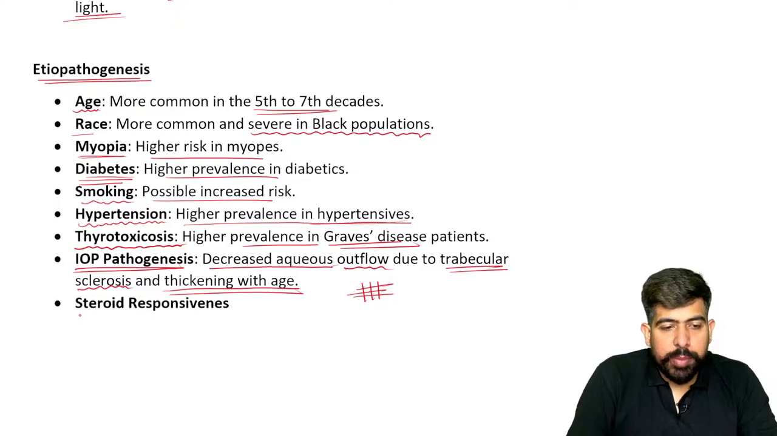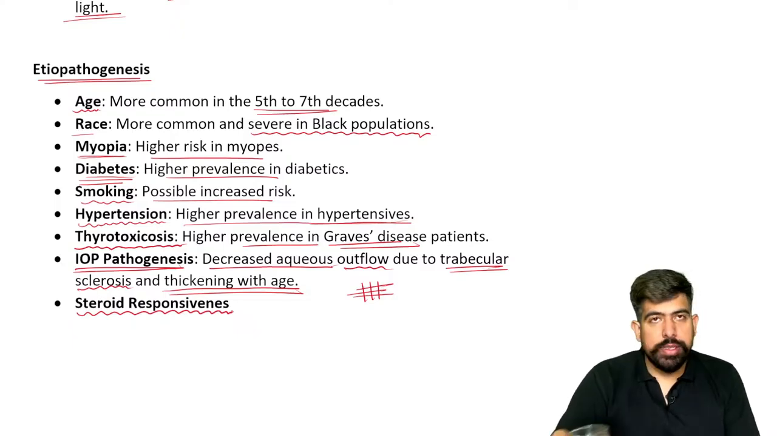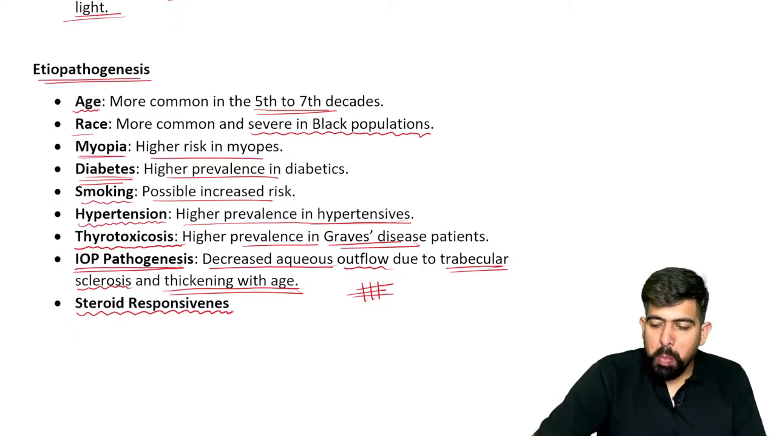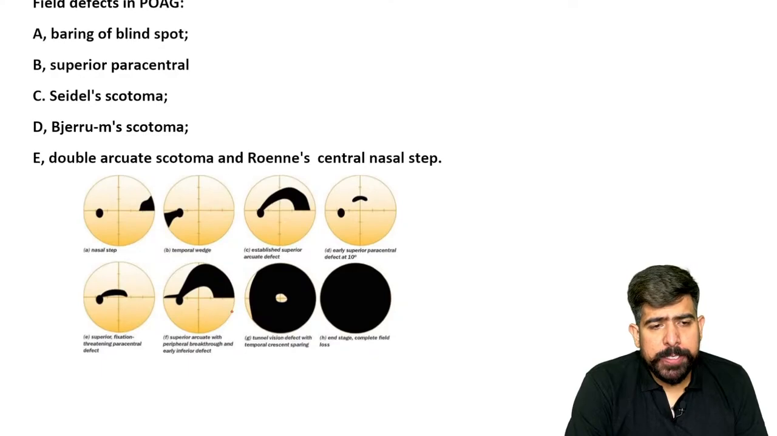And please remember the steroid responsiveness. If the patient is on steroids, the patient can get this trabecular meshwork sclerosis, right? So this is your pathogenesis.